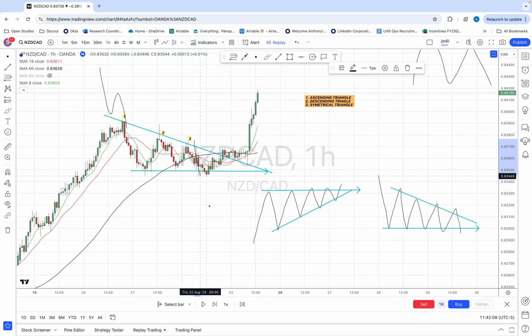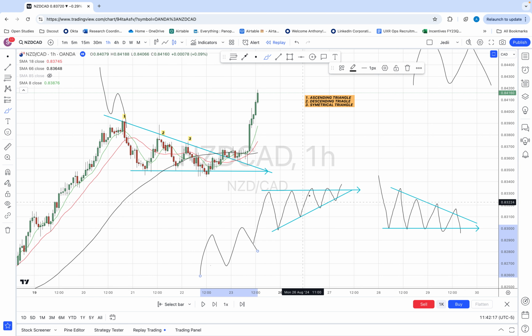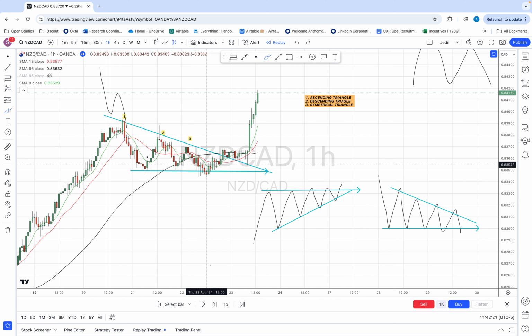So the same thing with this one. The market could have been coming down, and then it started creating the ascending triangle, or it could have been coming up and then created the ascending triangle. Either way works. But for this one, you can see a perfect example of a descending triangle. The top is getting lower, the bottom is remaining the same.